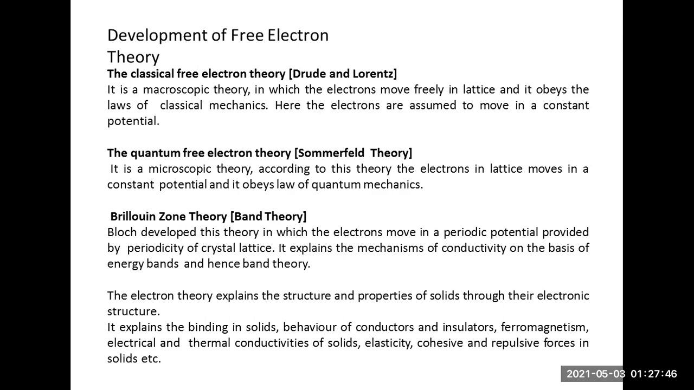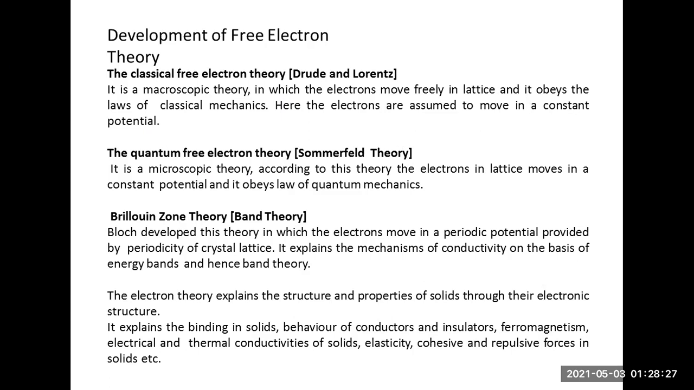Here we have information regarding the movement of the electron when it is traveling inside the solid. Particularly we deal with the macroscopic theory. Drude and Lorentz is a macroscopic theory in which the electrons move freely in the lattice, obeying classical mechanics. The electrons are assumed to be moving in a constant potential. That was the basic assumption made by the classical free electron theory. Then we come to the later section regarding the quantum theory, brilliance, and so on.